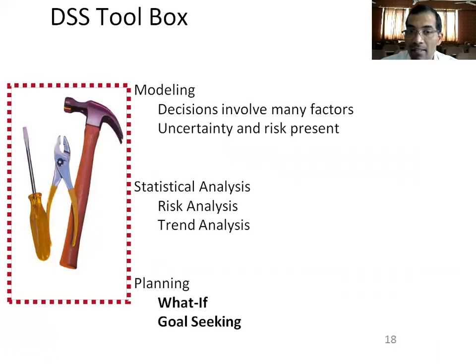Modeling. Decisions involve many factors, and on the basis of the requirement, we can make our model. We can use some previously designed model as well. A model is like what type of information we have and how we want to proceed with that information. Statistical analysis, that you can find risk analysis, trend patterns of market and shares, financial analysis, and everything will be done through DSS and its tools.